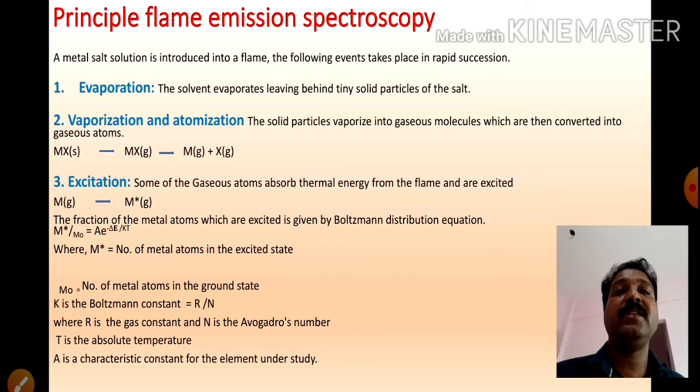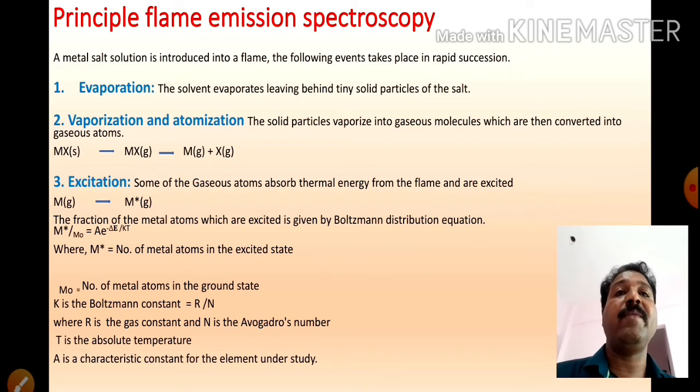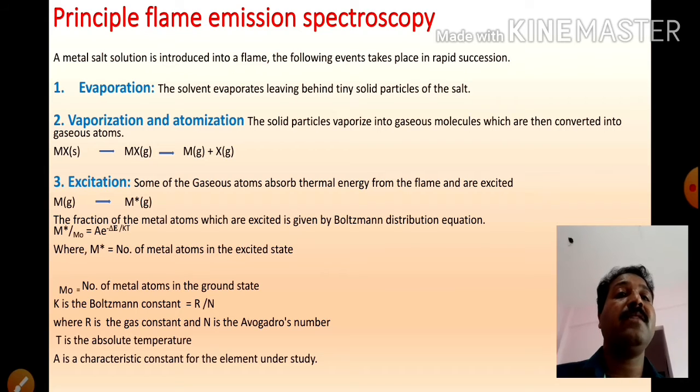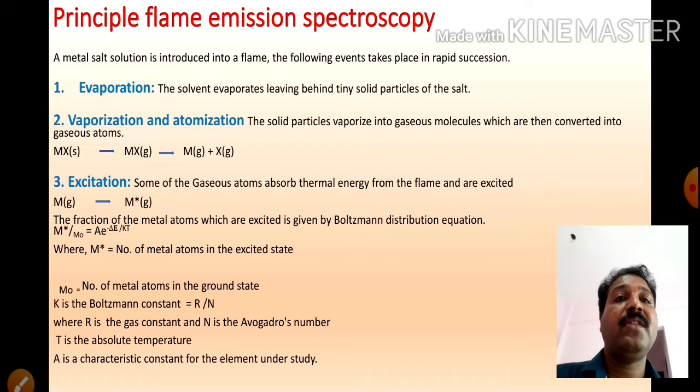Then the second step takes place, vaporization and atomization. The solid particles vaporize into gaseous molecules, which are then converted into gaseous atoms. For example, MX, the solid salt, is converted into MX, that is gaseous molecules of that metal salt. Then it is converted to gaseous atoms of that metal. Now the third step is the excitation. Some of the gaseous metal atoms in the ground state absorb thermal energy from the flame and are excited.